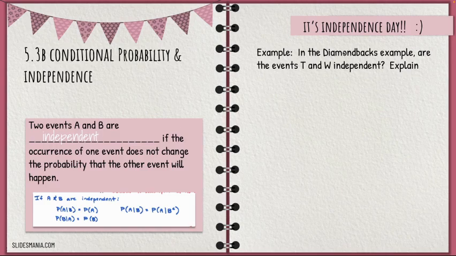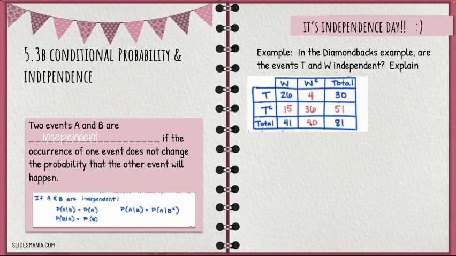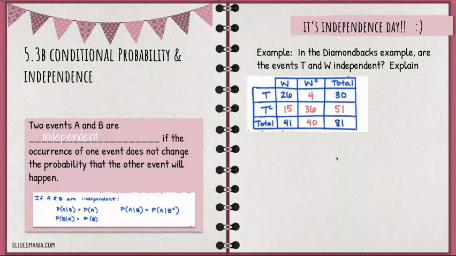Let's see, in the Diamondbacks example, are the events tacos and win independent? Explain. Here is our two-way table that we created a couple of sections ago, or it might have been last section. And we want to see if they're independent. So we would check these things.